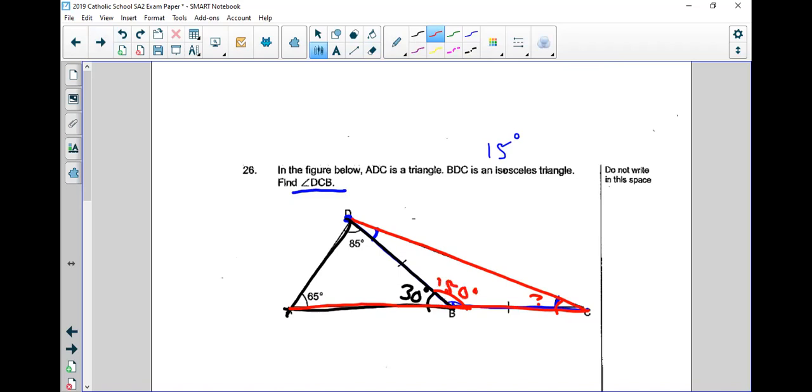Okay, and then can you find each of these 2 angles that are the same? 180 minus 150, and divide by 2. Yeah, so 180 minus 150 is 30. 30 divided by 2, 15 and 15.